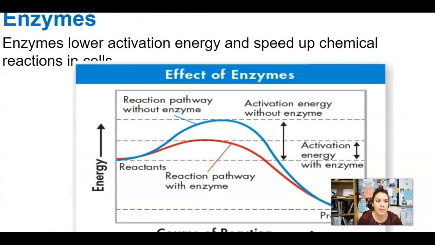Okay, enzymes. They lower activation energy and speed up chemical reactions in cells. Take a second to absorb this graph here. You've got your reactants. You've got a reaction pathway without the enzyme compared to the reaction pathway with the enzyme. Okay, and you can see the activation energy is much smaller. The activation energy without an enzyme is much larger here.